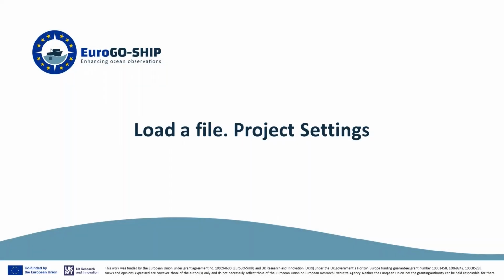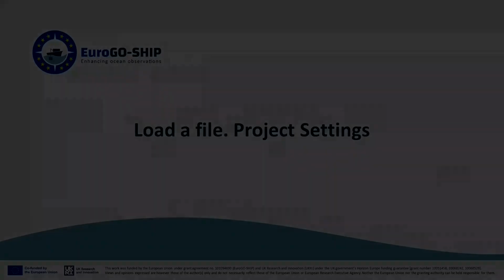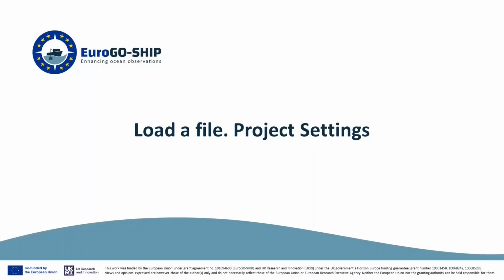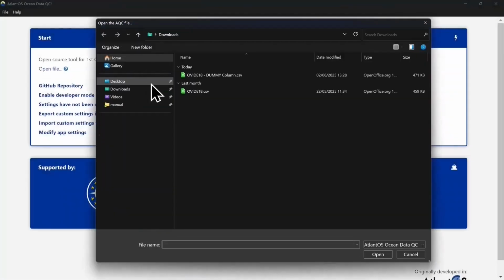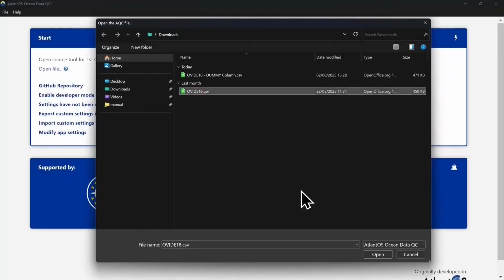Load a compatible file and configure the layout in the project settings. The first step is to open a data file. Supported formats like CSV and spreadsheets will be recognized automatically. If the files are processed successfully, the project settings form will appear. Otherwise, error messages will be displayed.